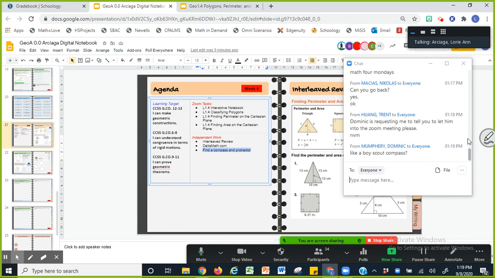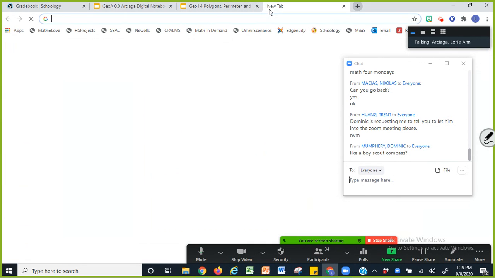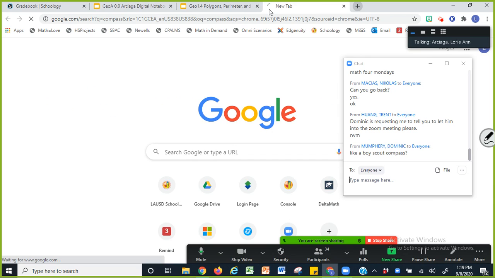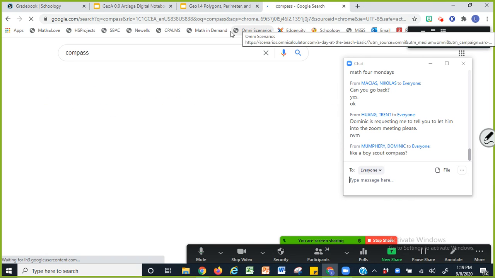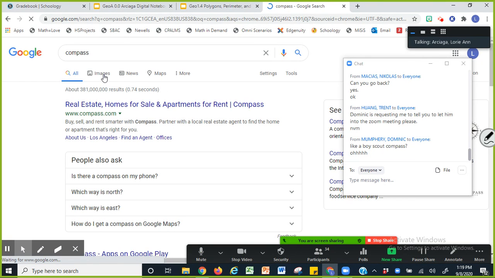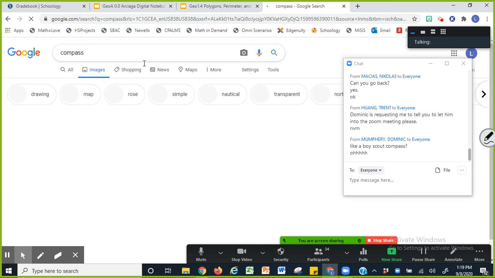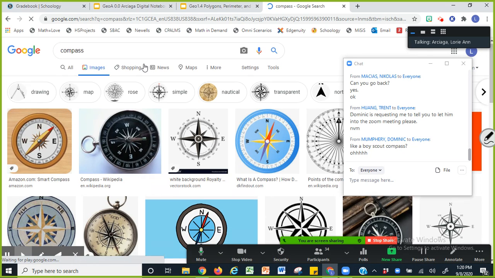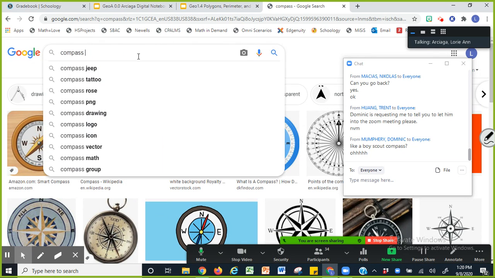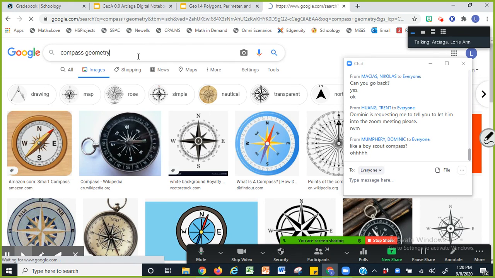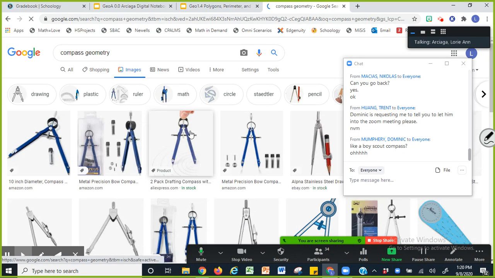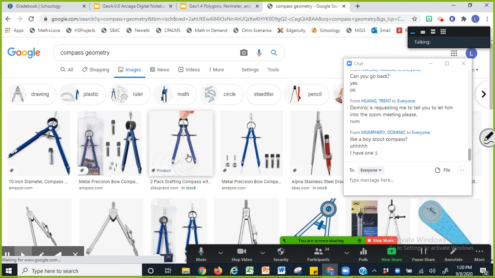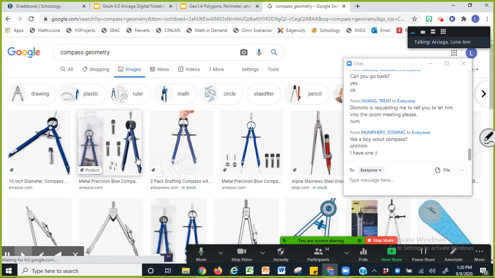You can borrow a geometric compass. Not the compass that tells you the direction. Let me see. If I Google it, that's the first one that comes out, right? Come on, Google. All right. So it should look like this. Okay. Yeah. So this is the compass that we need.